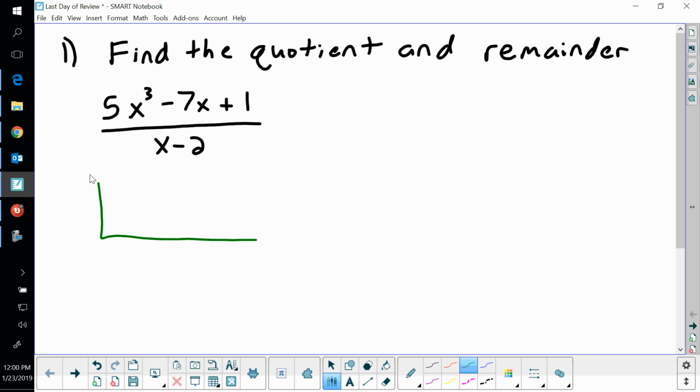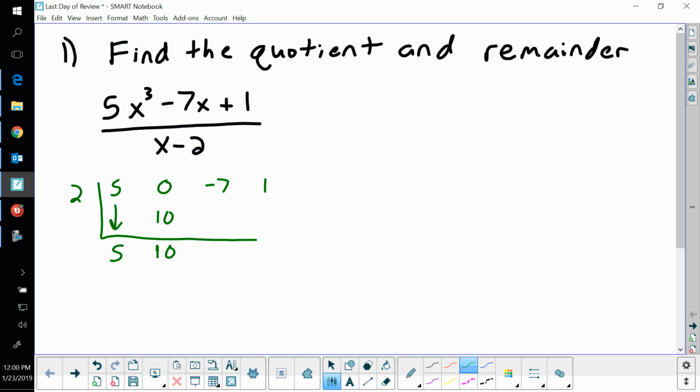Outside, we'll put whatever makes the bottom 0, which would be a 2. Inside, we'll put each of our coefficients, and we always have to be careful if anything's missing. In this case, we're missing an x squared, so we'll have to hold that spot with a 0. We always drop down the first value. Then we'll multiply the 5 and 2 to get 10. We'll add the 0 and 10.